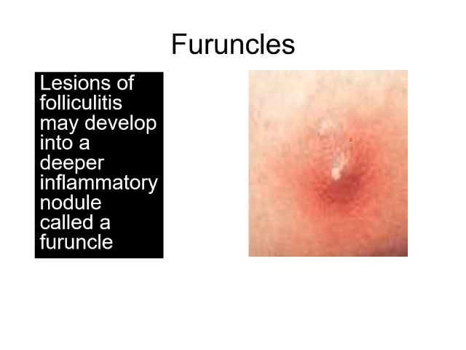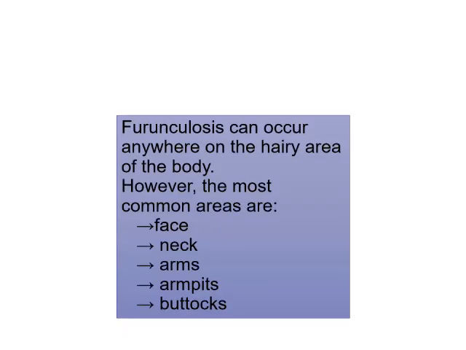The area that surrounds this bump may also be swollen and inflamed. And this bump is filled with pus. So that is why I said it's a boil. Boil is a furuncle. The furuncles generally drain spontaneously. Furunculosis can occur anywhere on the areas where there is hair in the body. However, the most common areas are the face, the neck, the arms, the armpits, and the buttocks.